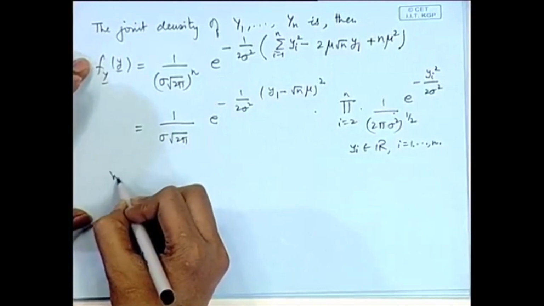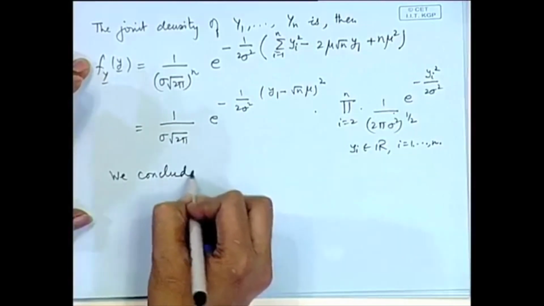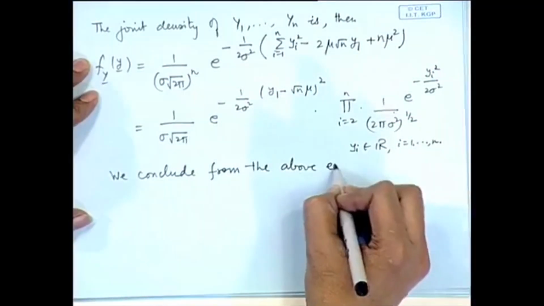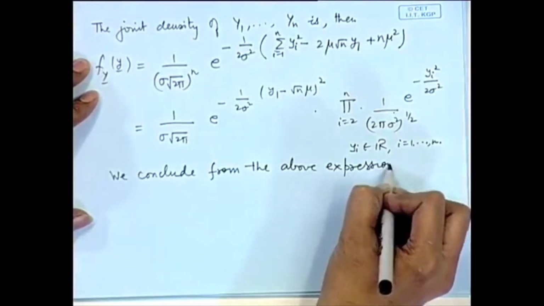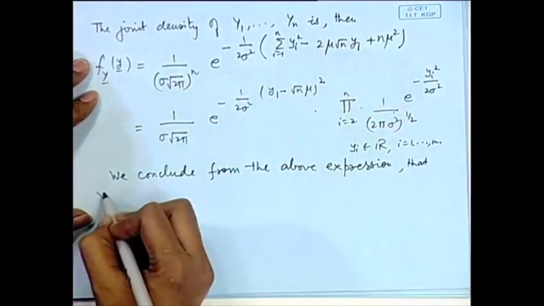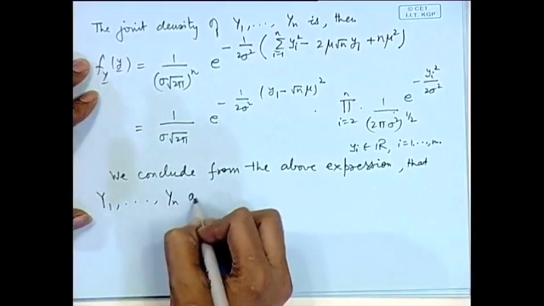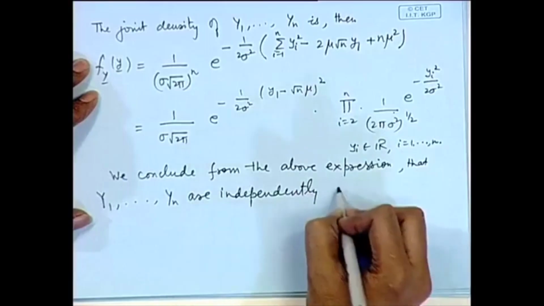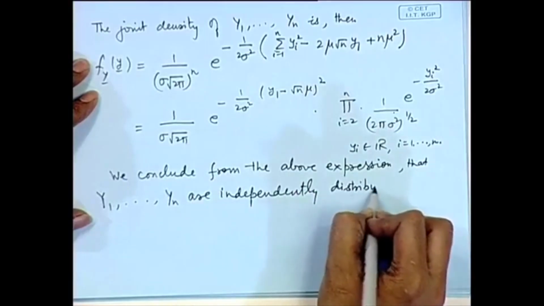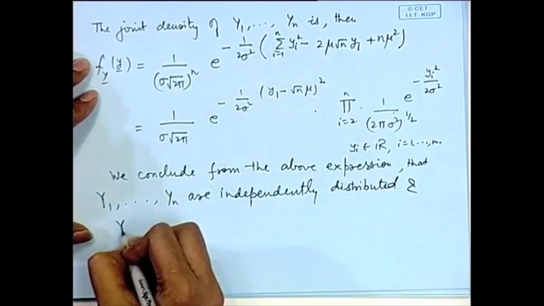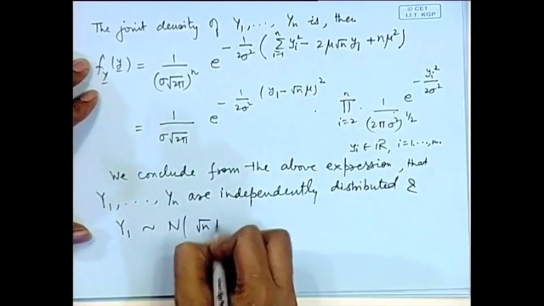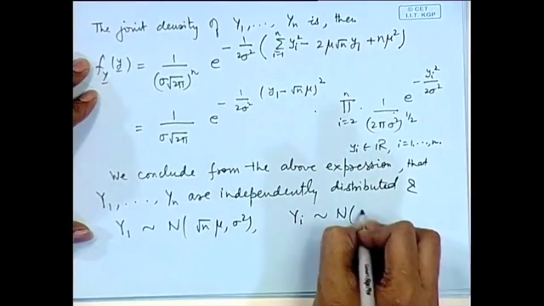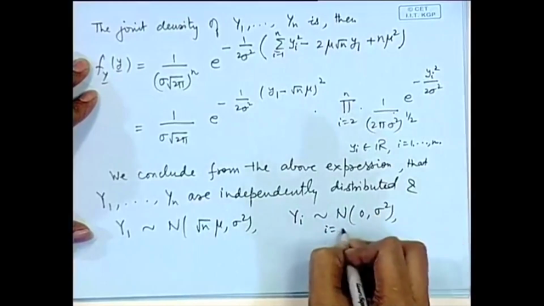So, we conclude from the above expression that y_1, y_2, ..., y_n are independently distributed, and y_1 follows normal root n mu and sigma square, and the remaining y_i's follow normal 0, sigma square, for i equal to 2 to n.